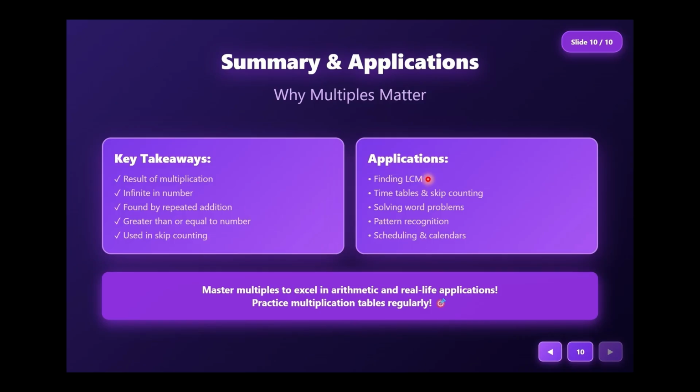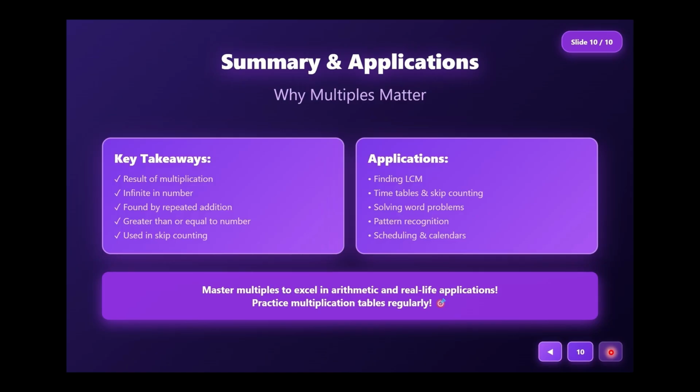And where do we use these multiples? Finding LCM for fractions, learning multiplication tables, solving word problems, recognizing patterns, scheduling and calendars like every 3 days, every 5 hours, etc. Think about it. If a bus comes every 15 minutes, those are multiples of 15. It's real world math.